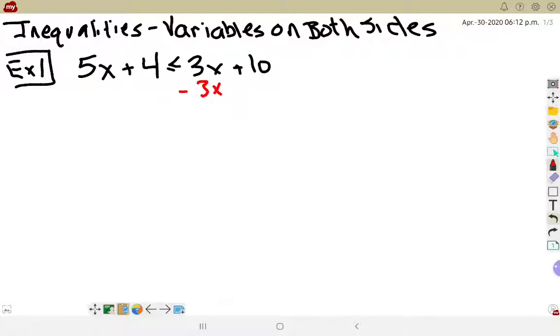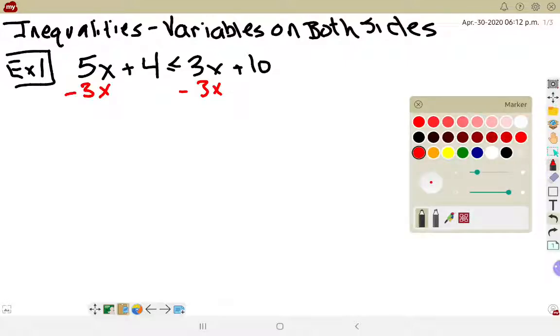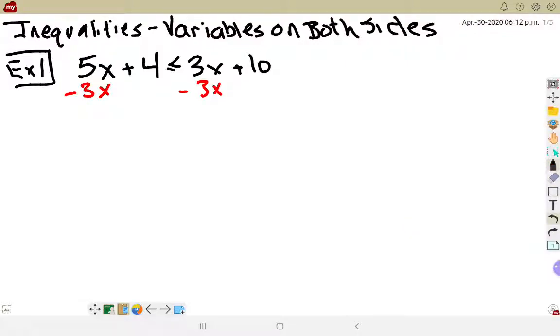I do that by removing the 3x from the right-hand side. Since it was a positive 3x, its opposite is negative 3x. And remember, what I do on one side, I have to do to the other. So when I subtract 3x from both sides, we're left with 2x plus 4 is less than or equal to, and on the other side we just have 10.